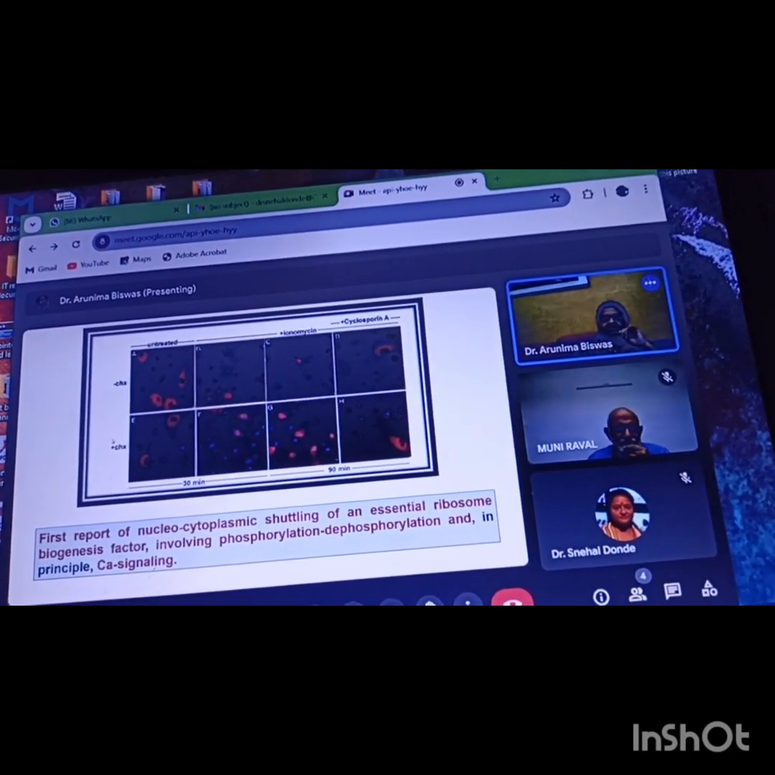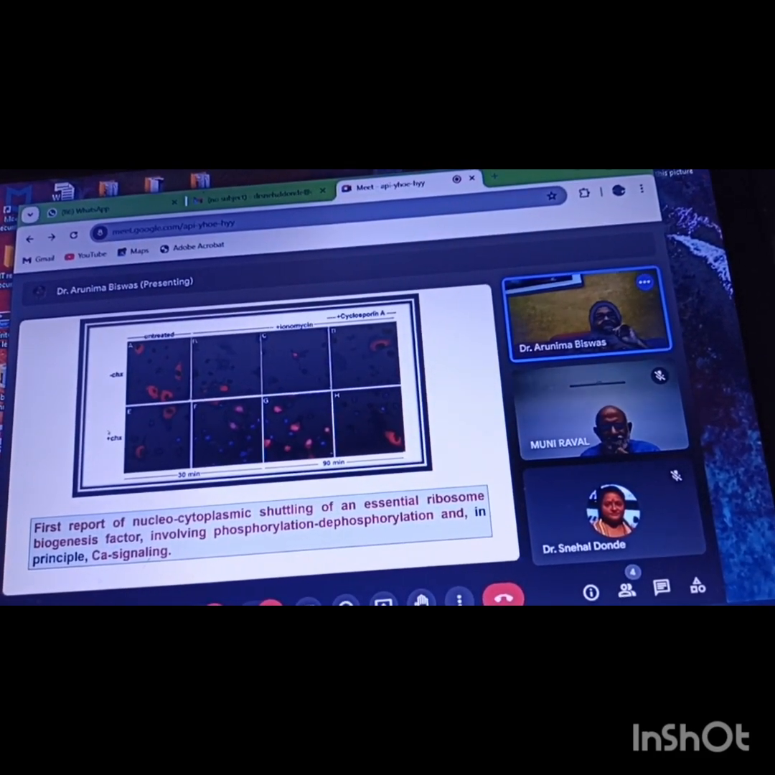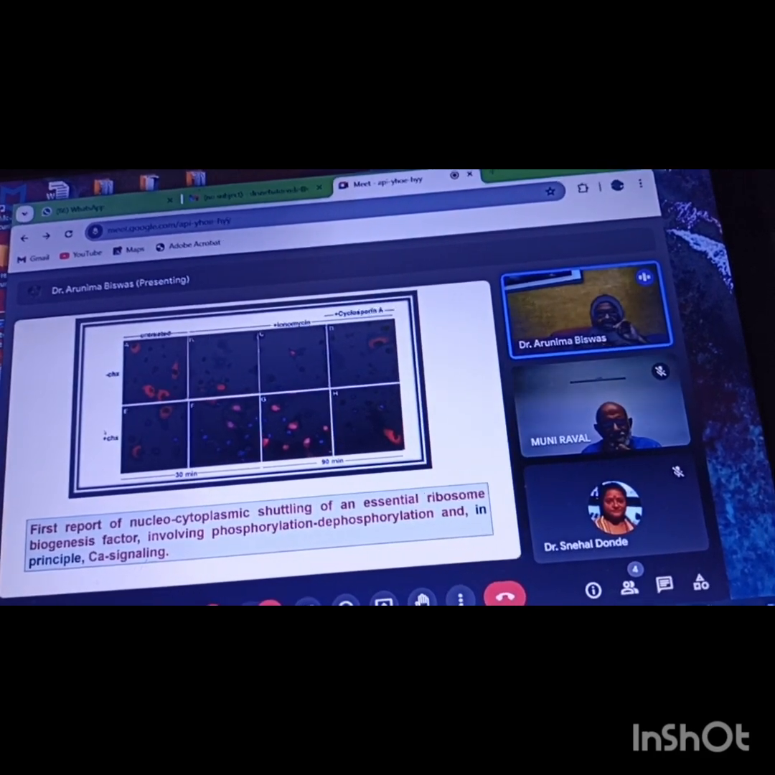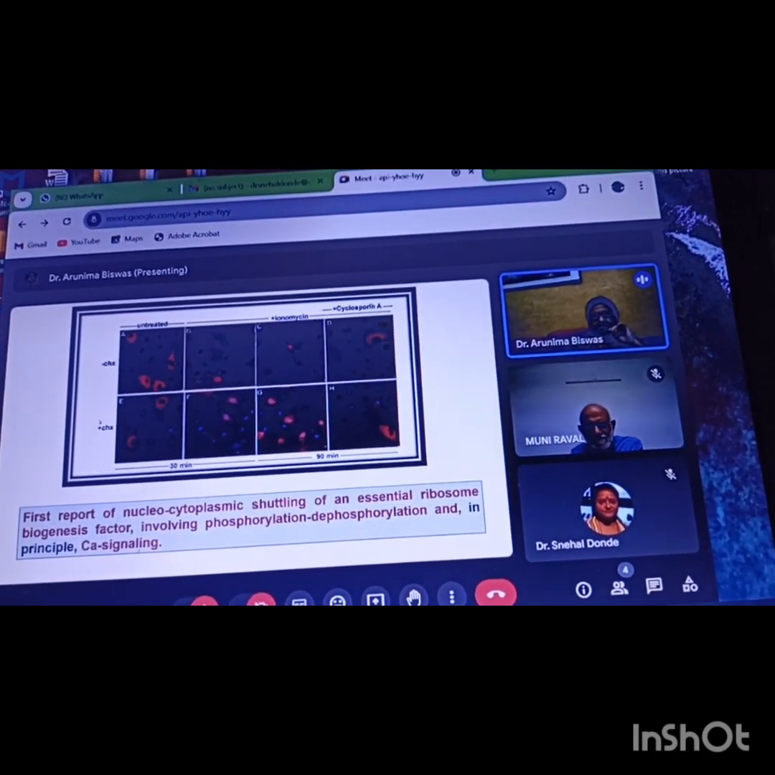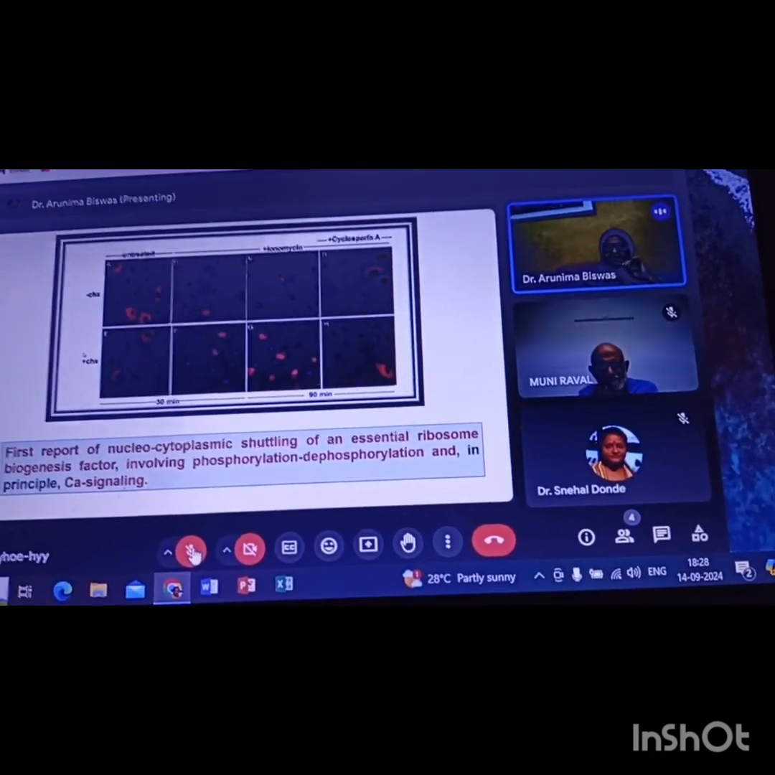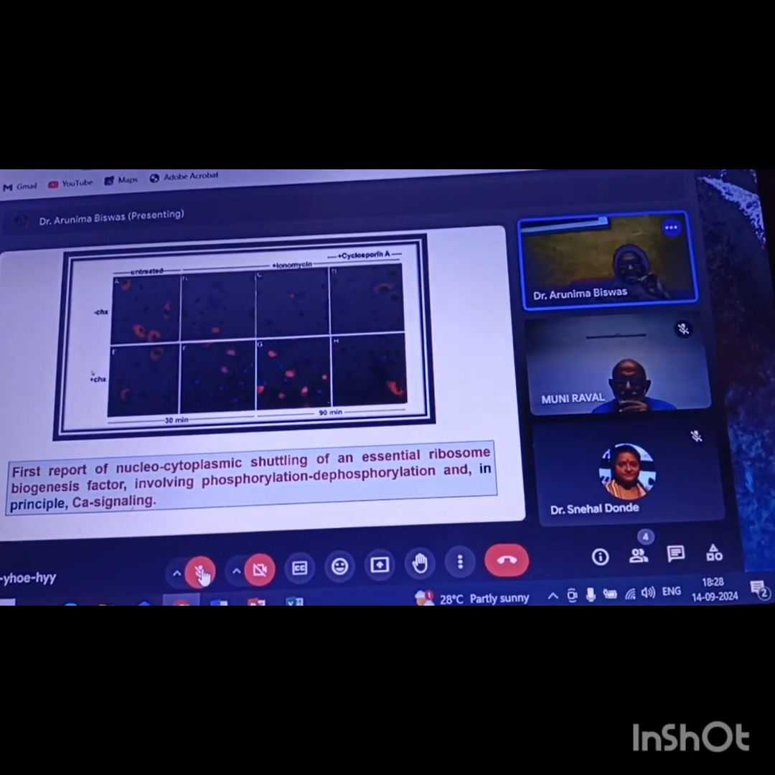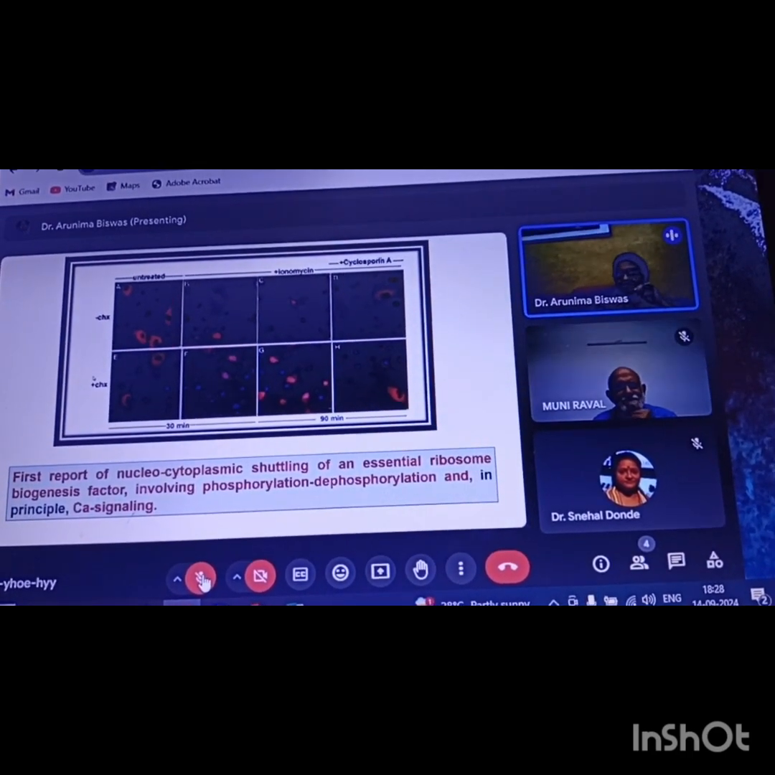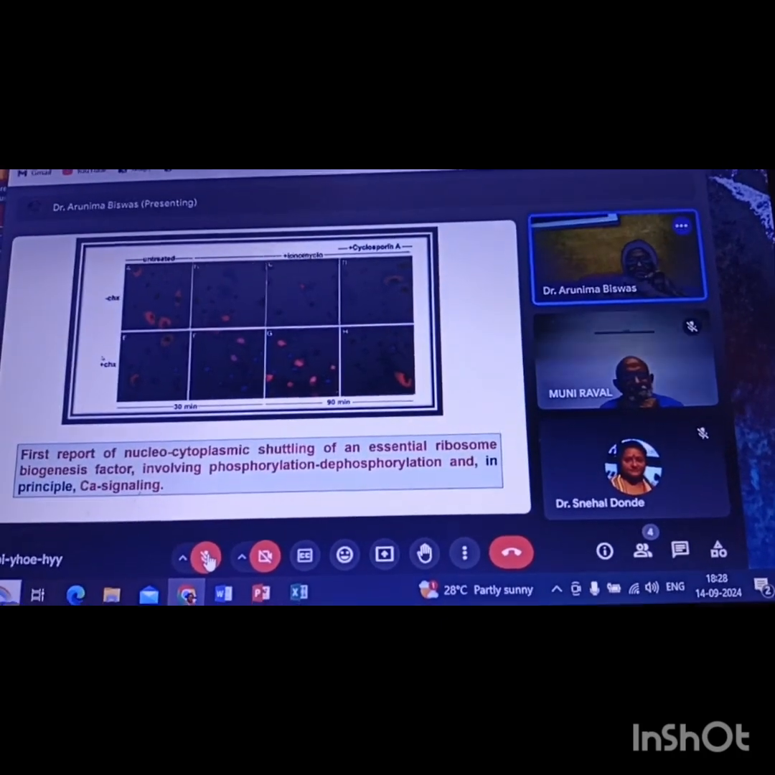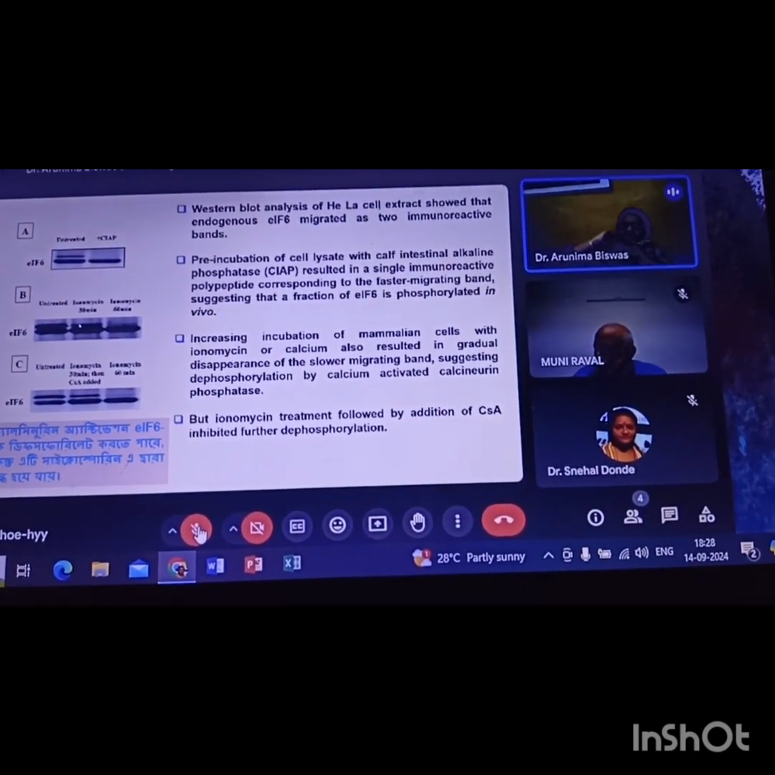This nucleocytoplasmic shuttling, which is mediated by phosphorylation and dephosphorylation events, also takes place in the presence of cycloheximide. So it is not that new protein is being synthesized and going into the nucleus. No, it's a dynamic process. And because it involves calcineurin, it also involves calcium signaling in principle. But we are yet to show that calcineurin is indeed dephosphorylating EF6 to facilitate its nuclear import and further participation in the 60S rRNA processing.